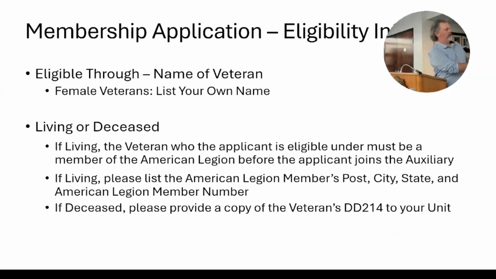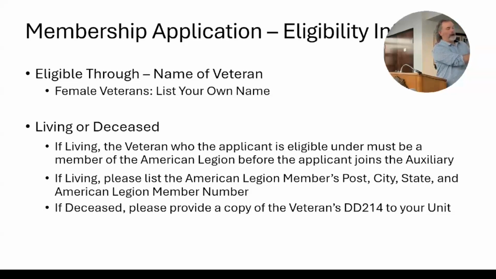And as you can see on that form, it says if you're a female veteran, list your own name. Now, a lot of the auxiliary members have to join with, if their eligible person is still alive, that eligible person needs to be a member of the Legion. And that's where you're going to ask, okay, well, if they're living, the veteran, what post is the veteran in? What city is the veteran in? And what state is the veteran in?